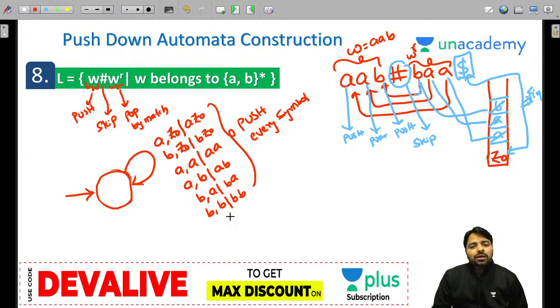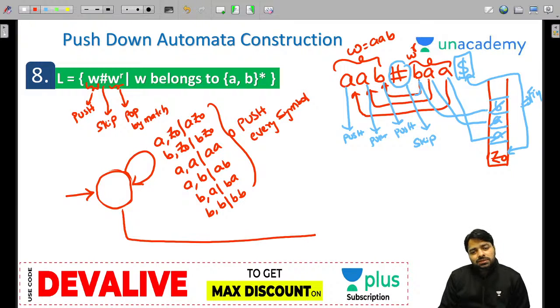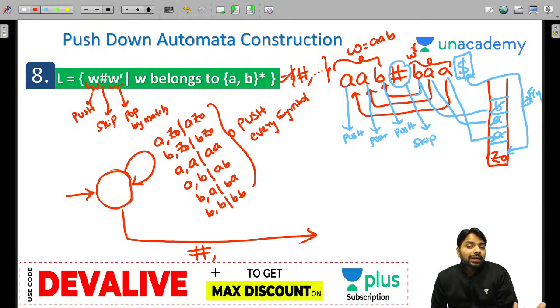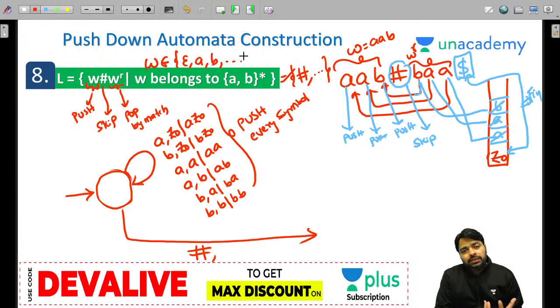But how long? Till the hash comes. When the hash comes, you might see many things, guys. Before the hash, W is the minimum input. That is a minimum input, because before hash nobody might come, because W can be epsilon. W can be epsilon or A or B, anything. If W is epsilon, then hash comes. Remember that. That means Z0 by Z0.